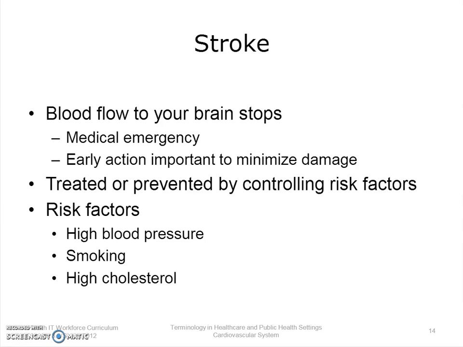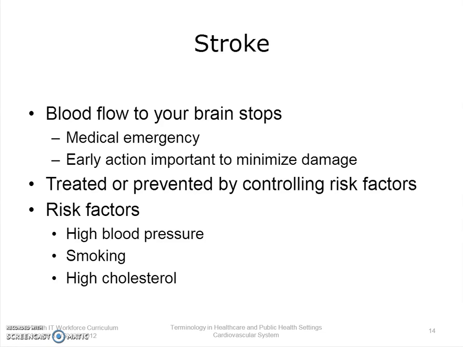The next circulatory condition that we'll discuss is a stroke. A stroke occurs when the blood supply to part of the brain is interrupted or severely reduced, depriving brain tissue of oxygen and food. Within minutes, brain cells begin to die. A stroke is a medical emergency. Prompt treatment is crucial. Early action can minimize brain damage and potential complications.